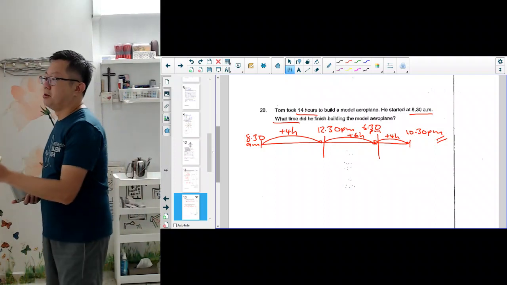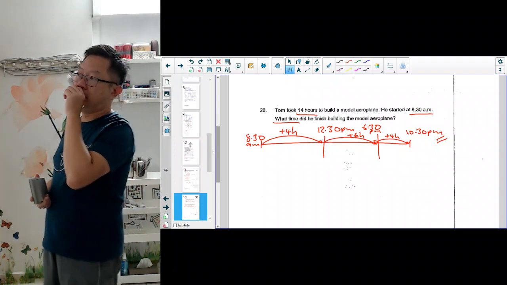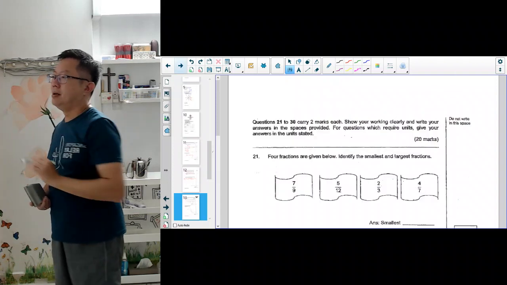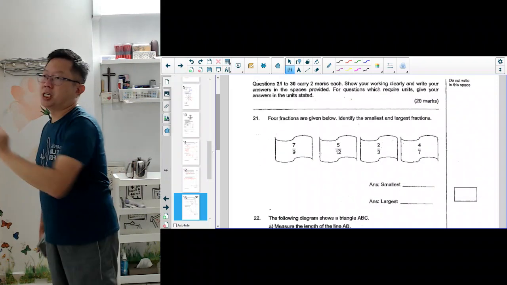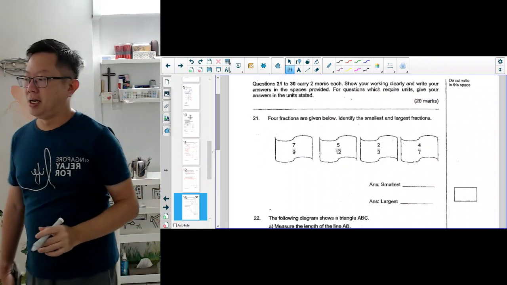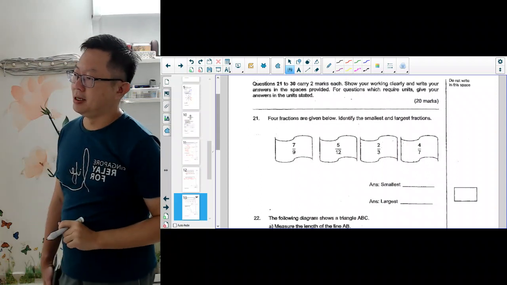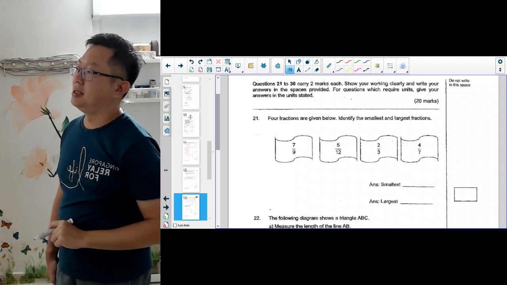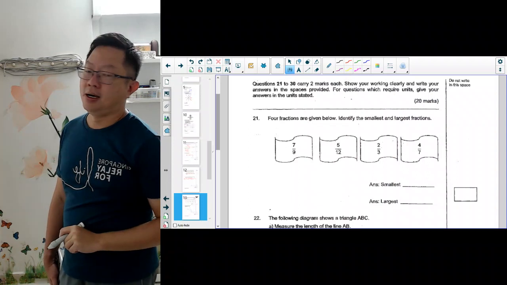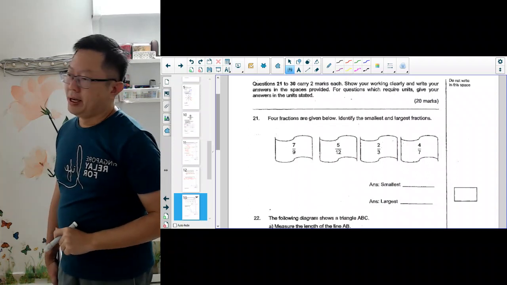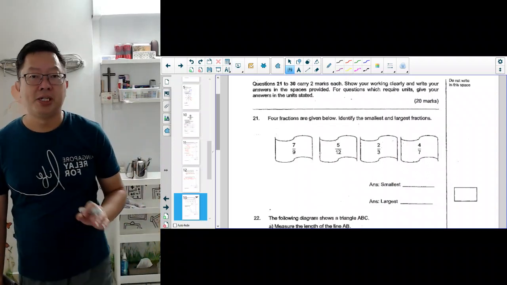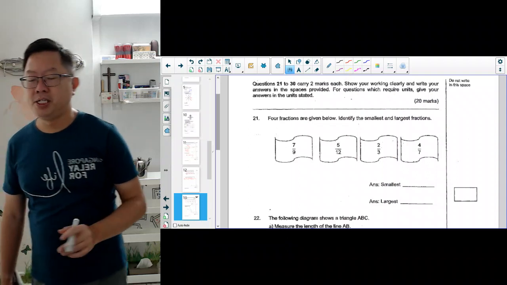Okay, let's go to your 2-mark question now. Okay, 2-mark question. Question 31. So there are 4 fractions, and which is the smallest and the largest. Now you cannot compare the fractions if the denominators are different. Okay, but we can make an estimation. We can actually estimate which is the smallest and the largest.